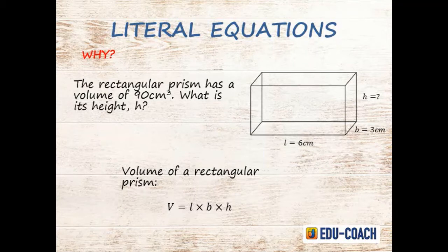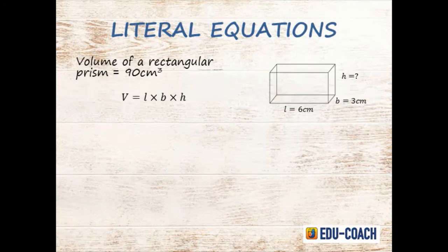We are given a rectangular prism and we are told that it has a volume of 90 cubic centimeters. Also given in the diagram is the length, which is equal to 6 centimeters, and the breadth, which is equal to 3 centimeters. The height is unknown. So given the information, you need to calculate the height h. We know that the formula for the volume of a rectangular prism is length times breadth times height.